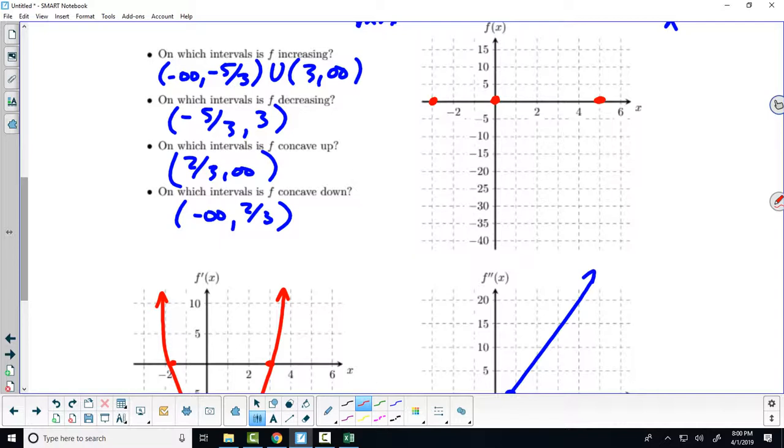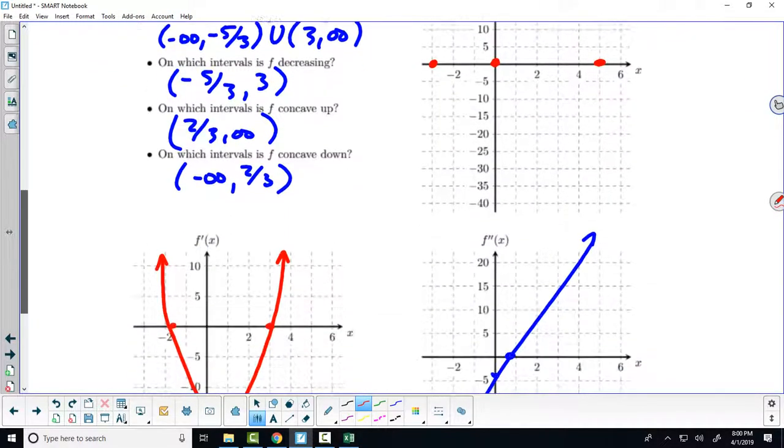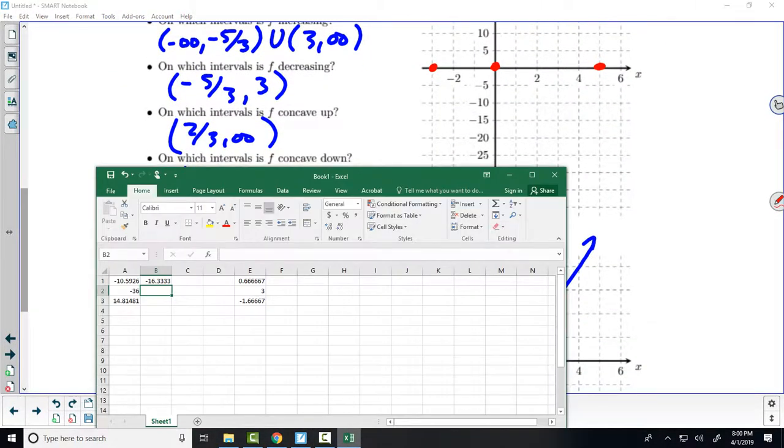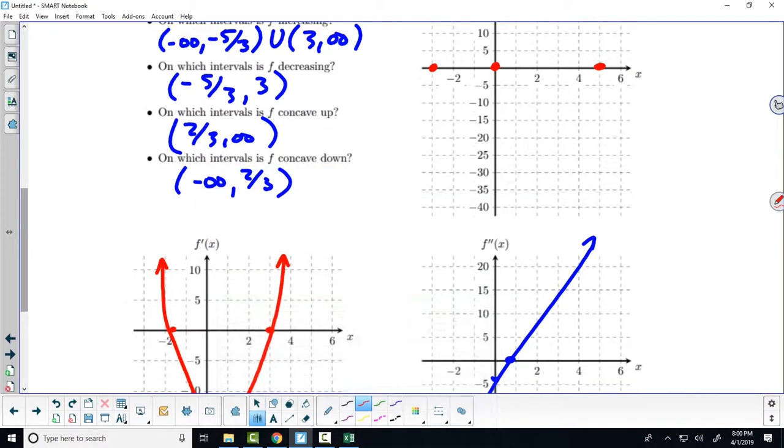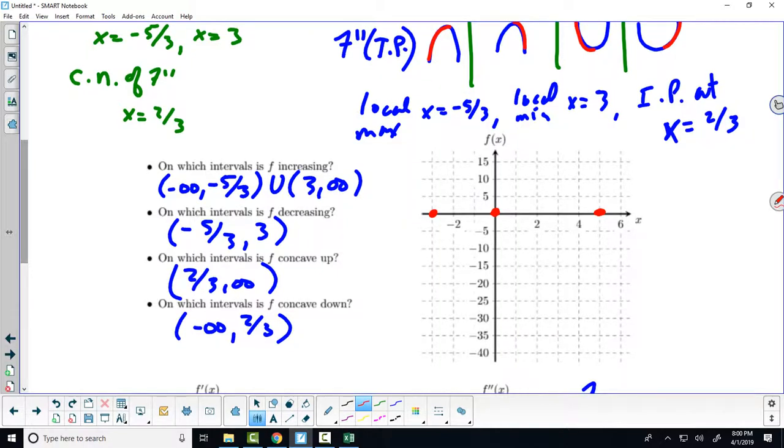Okay. And in fact, we said it has a local max at x equals minus 5/3. I plugged minus 5/3 into the function, and I got 14.8 approximately. So we've got a local maximum at minus 5/3, comma 14.8. That's right about here. We've got a local maximum.